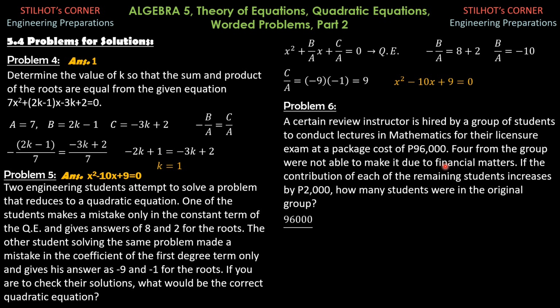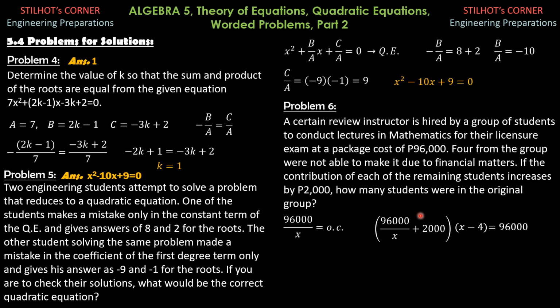So again, original contribution 96,000 over X is equal to the original contribution. So the new contribution per student is 96,000 over X plus 2,000 as stated here, then times the original number of students, X minus 4, and it should go back to 96,000. So this is the number of students who contributed this new contribution, and the product of this amount should go back to 96,000, the original package cost.